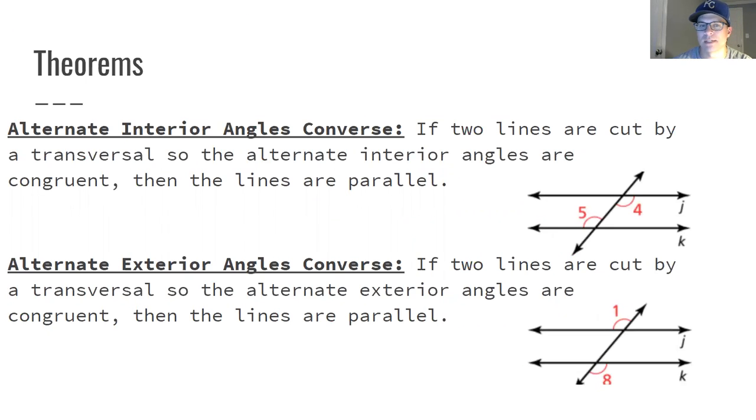Similar to the other different types of angle pairs we talked about, these converses can work for both alternate interior and alternate exterior. So if you're given two lines that are cut by a transversal so that the alternate interior angles are congruent, then the lines are parallel. Same thing with the alternate exterior. If you're given a diagram and you know that the alternate exterior angles are congruent, then you can say that the two lines that are cut by the transversal are parallel to each other.